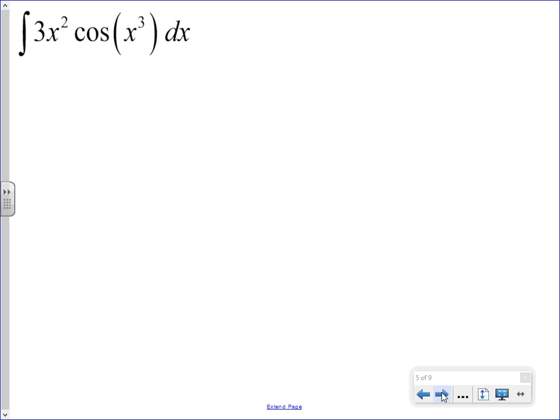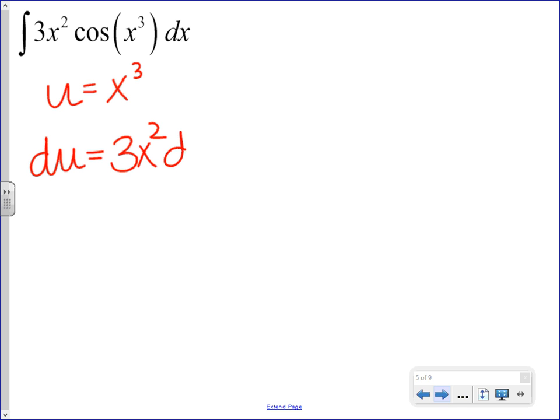What would we let u equal if we wanted to use u substitution? x cubed is inside of cosine, which is why we would want that to equal u. We want to be as basic as we can. So x cubed is inside, which is why we're choosing it to be u. Look at this. du would be 3x squared dx.